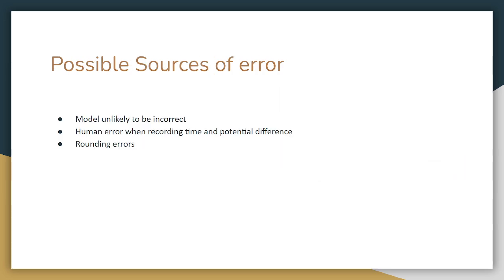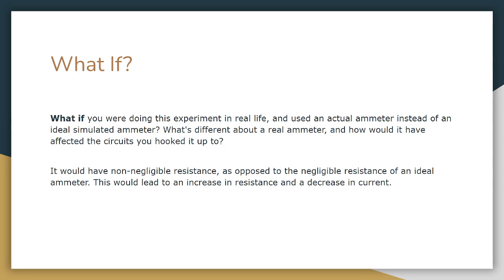Possible sources of error. The model's more than likely correct just because it's a model and not real life. But there is always, of course, the possibility of human error when recording time and potential difference, and of course rounding errors.